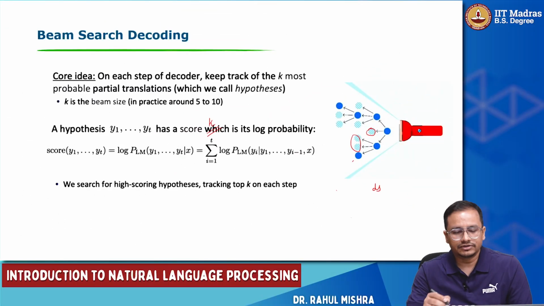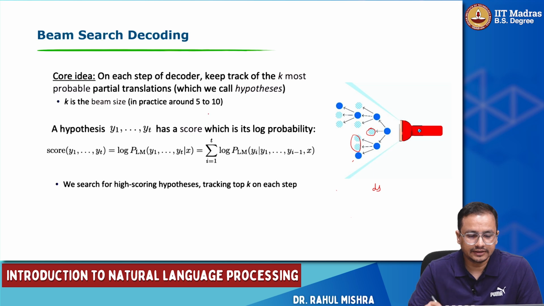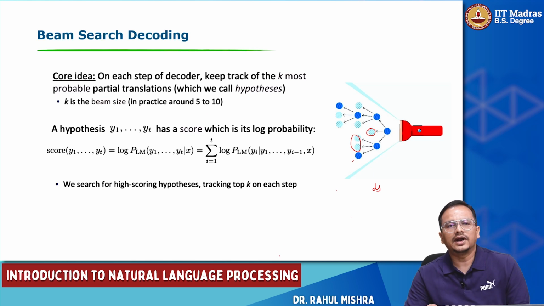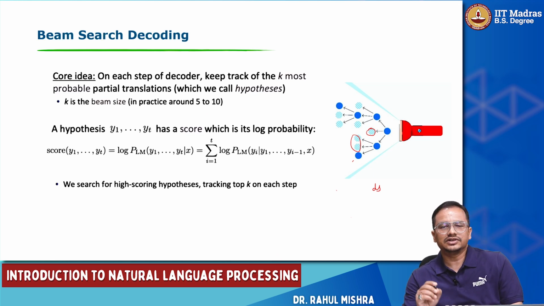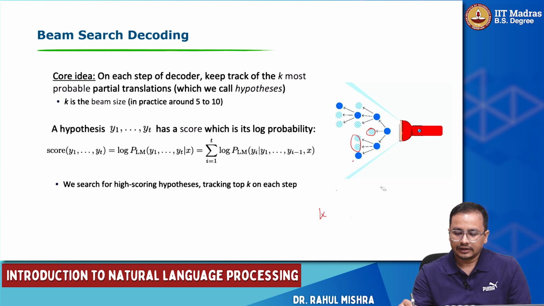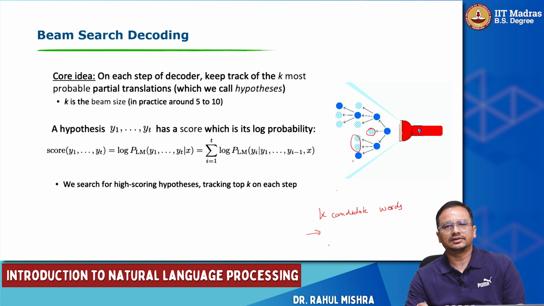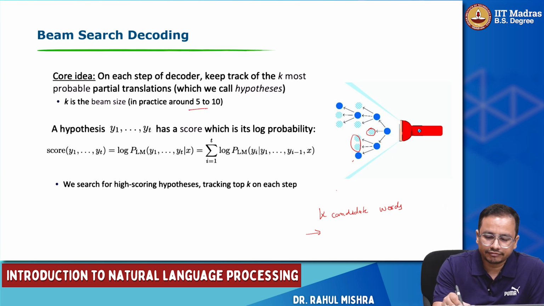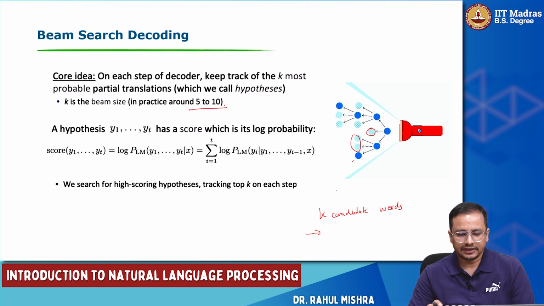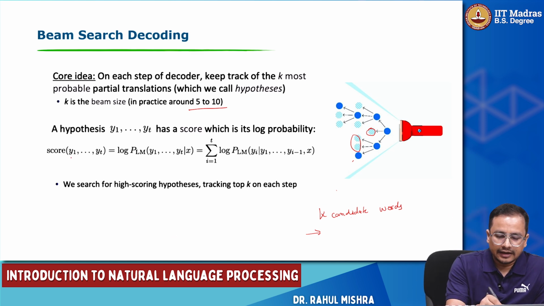So the solution is beam search, which we have mentioned in the previous slide. The core idea behind beam search is, rather than generating just one word, we can generate k candidate words, and they are called hypotheses. So let's say k hypotheses, and in practice the value of k is around 5 to 10, that they empirically found out.